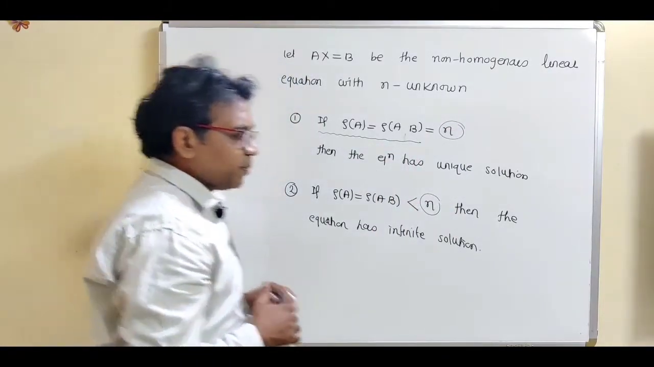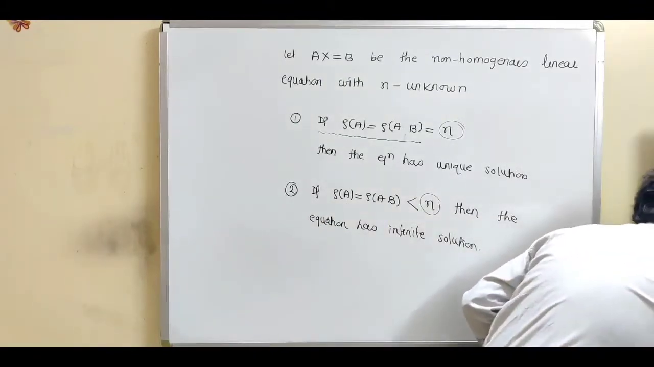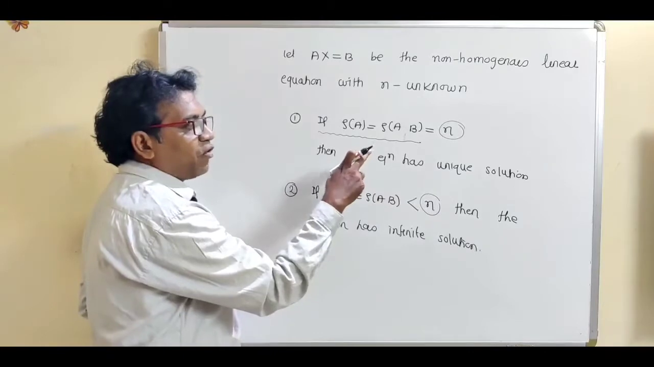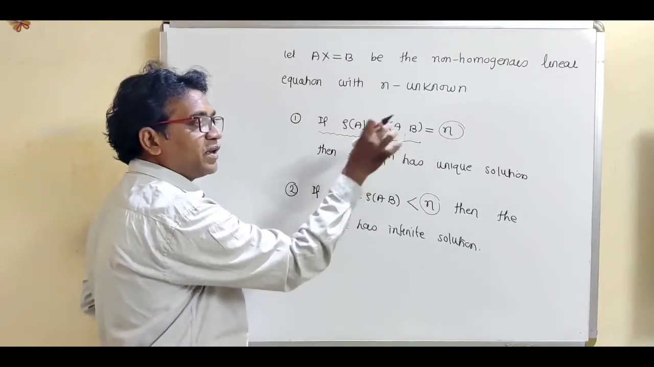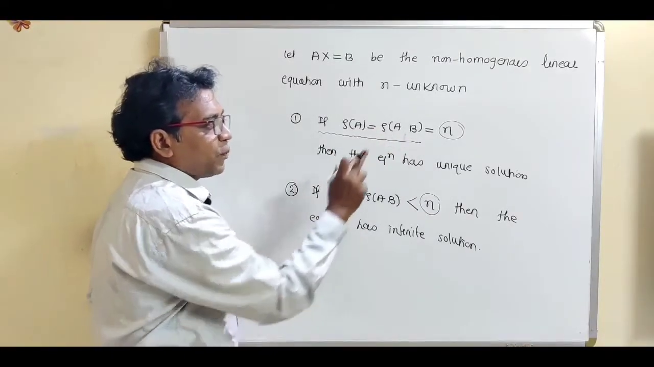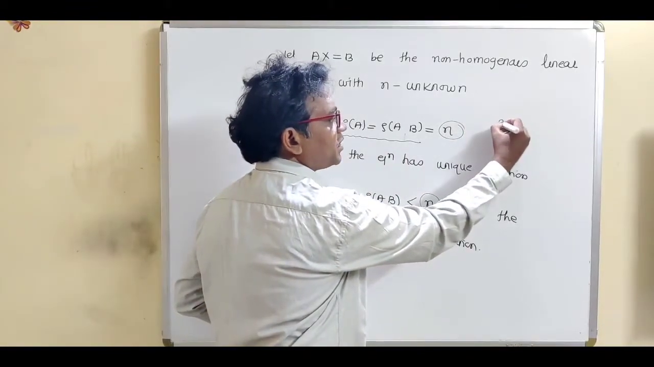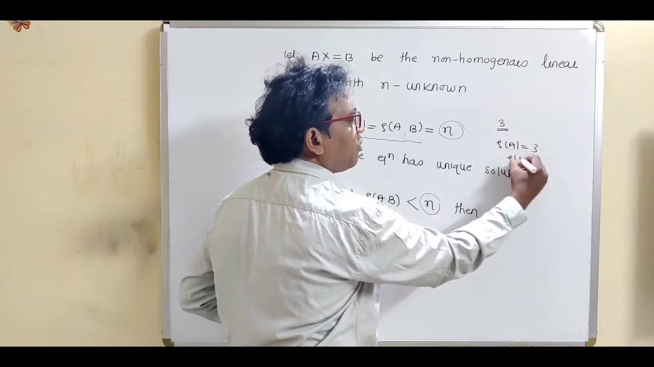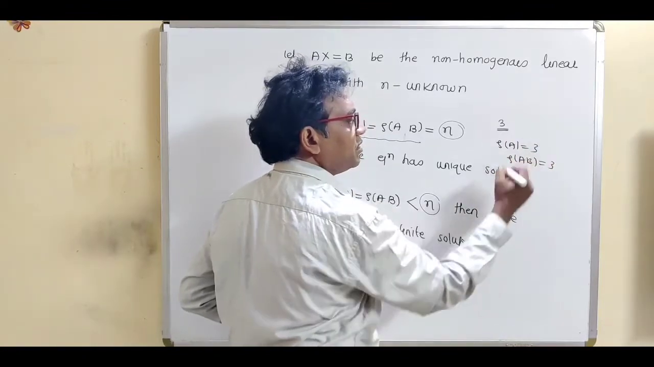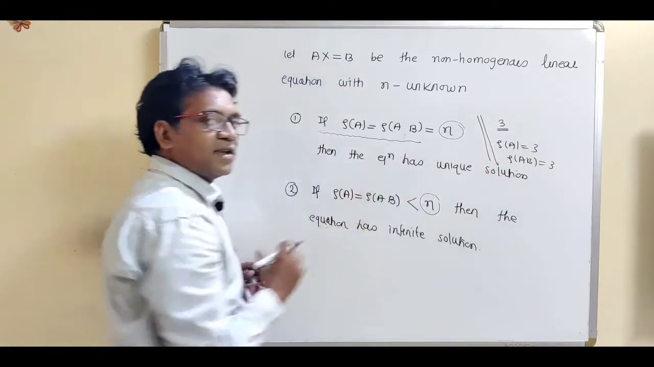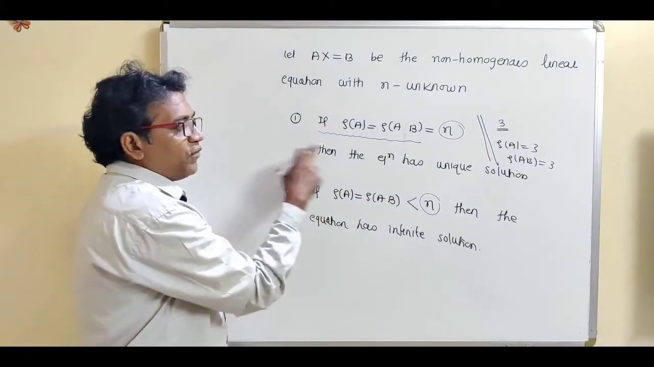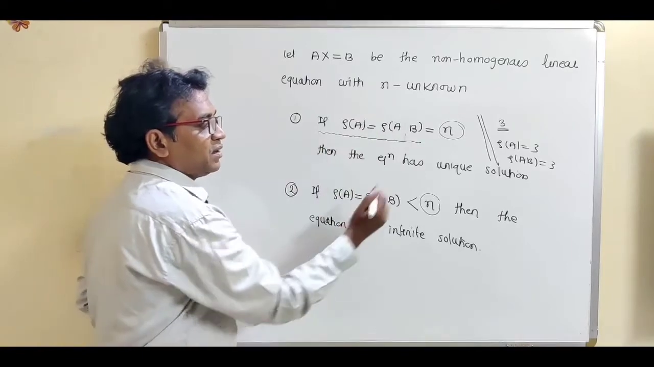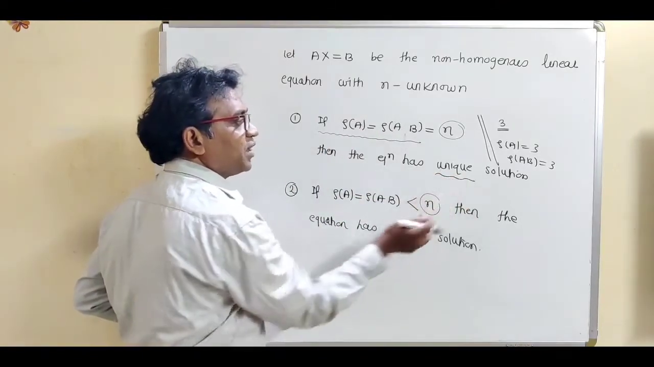So what is the first statement? If rank of A is equal to rank of AB, and it is equal to the number of unknowns, suppose we are given the number of unknowns as 3. If we find the rank of A equal to 3 and the rank of AB is again 3, in this case rank of A is equal to rank of AB, and if it is equal to the number of unknowns, then the system has a unique solution. There is no other solution.